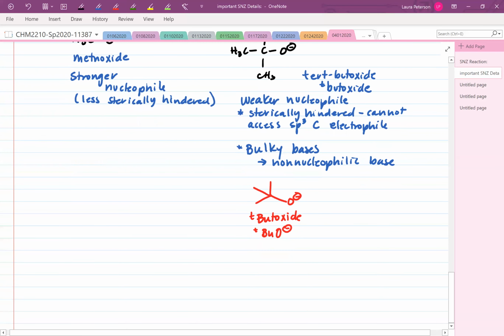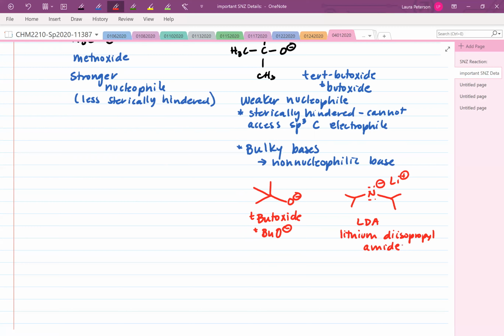The other one we have is something called LDA, and here's its structure. LDA is the nitrogen anion, and it always has lithium as a counter ion. LDA stands for lithium diisopropyl amide. That nitrogen anion gives it the amide ending. LDA and tert-butoxide have in common that they are strong bases, but they are not nucleophilic. Again, that's because they're sterically hindered and cannot access the sp3 hybridized carbon electrophile. We'll see that we can use them for very specific reasons a little later in this chapter when we talk about the eliminations.